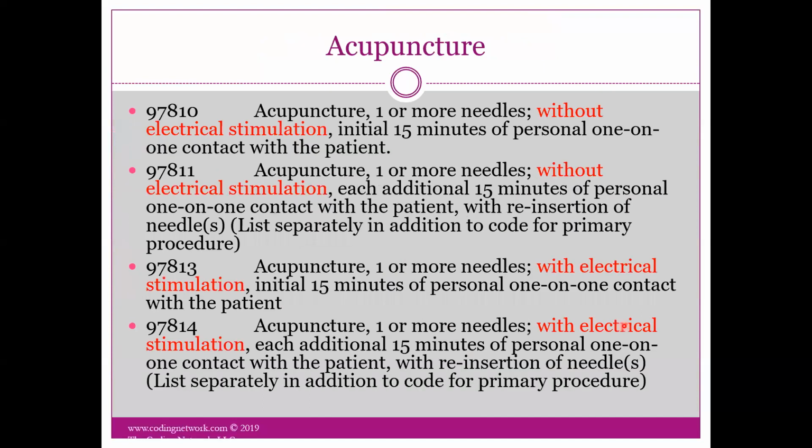A little bit about acupuncture. The acupuncture codes, keep in mind that there is a code for the initial, which includes the initial 15 minutes of personal one-on-one contact with the patient. And then there's an add-on code for each additional 15 minutes. There's an initial code for without electrical stimulation. So if you're not doing e-stim, use 97810 as your initial code for the first 15 minutes. And then you can use the add-on code 97811 for each additional 15 minutes.